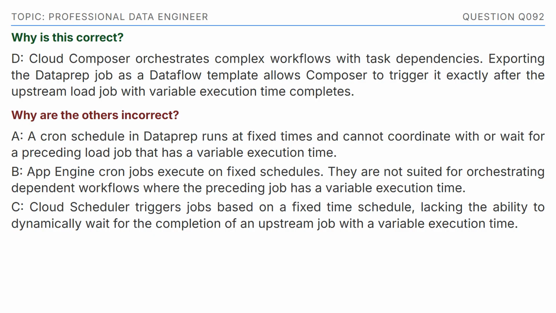A. A cron schedule in DataPrep runs at fixed times and cannot coordinate with or wait for a preceding load job that has a variable execution time. B. App Engine cron jobs execute on fixed schedules. They are not suited for orchestrating dependent workflows where the preceding job has a variable execution time. C. Cloud Scheduler triggers jobs based on a fixed time schedule, lacking the ability to dynamically wait for the completion of an upstream job with a variable execution time.